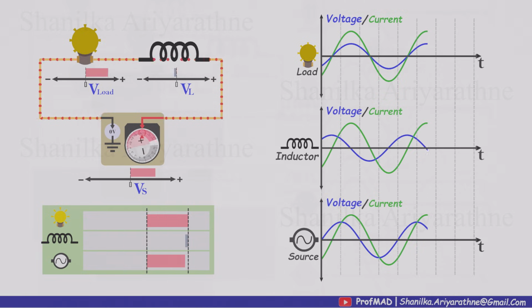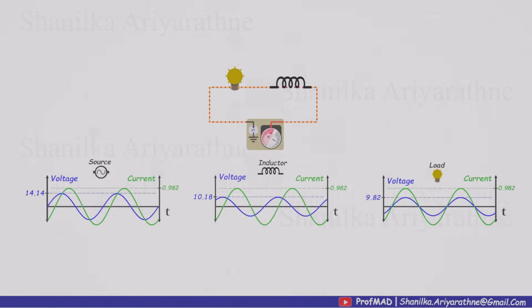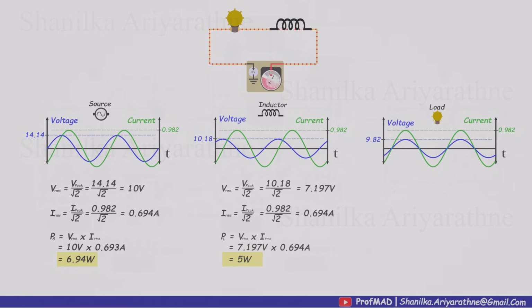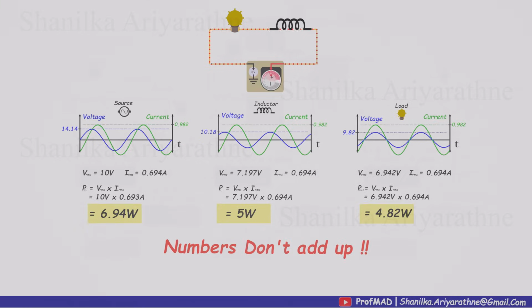If this picture makes sense, the next step is to compare what's happening in each element. First, let's calculate the RMS values at the source and use them to estimate the power. The source power comes out to about 6.94 watts. Now for the inductor, the calculation gives about 5 watts. For the load, the power comes out to about 4.82 watts. At first glance, these numbers look confusing because they don't add up in the usual way, just like we saw in the capacitor AC circuit.